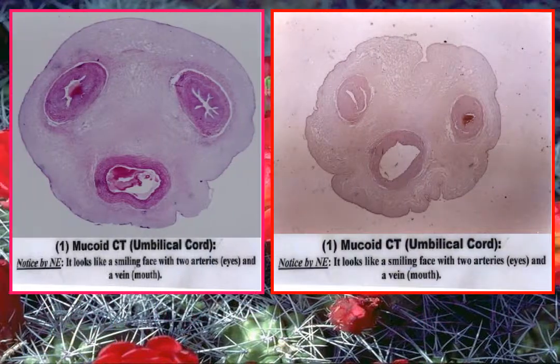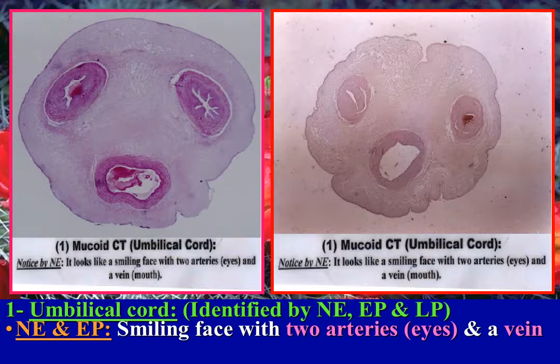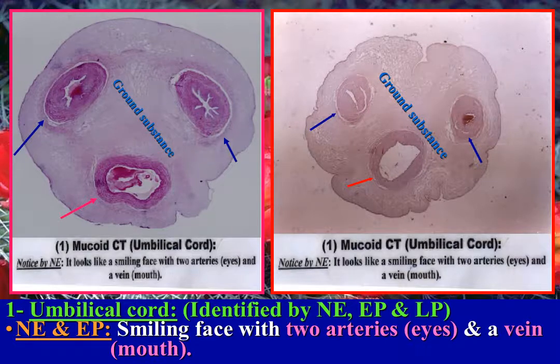Umbilical cord is an example of mucoid connective tissue. It is easily diagnosed by naked eye and eyepiece. It looks like a smiling face with two arteries. The umbilical arteries represent the eyes, and the umbilical vein looks like a smiling mouth. The ground substance is lightly basophilic.